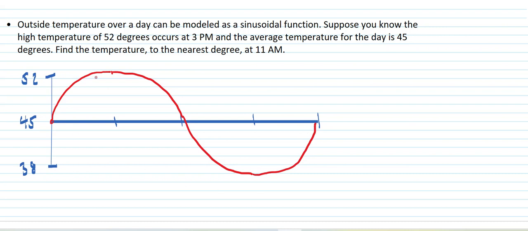Now, the high point is occurring at 3 p.m. So this is 3 p.m. Well, that means since we've cut this into quarters, that every quarter is 6 hours. So that would mean we're starting at 9 a.m., 3 p.m., another 6 hours would be 9 p.m., 3 a.m., and then 9 a.m. the next day.